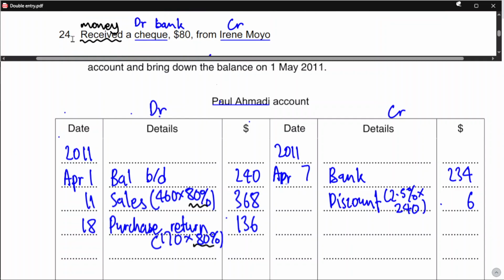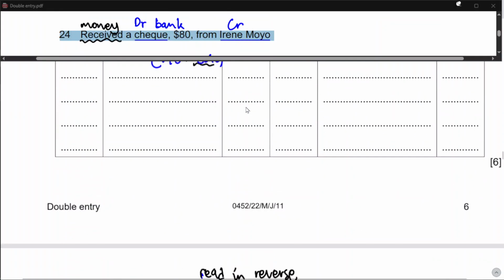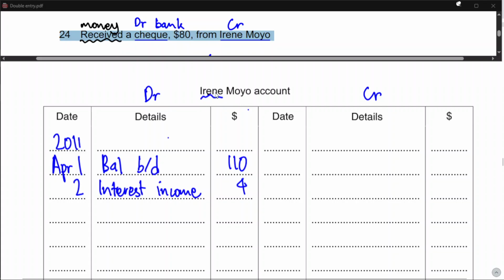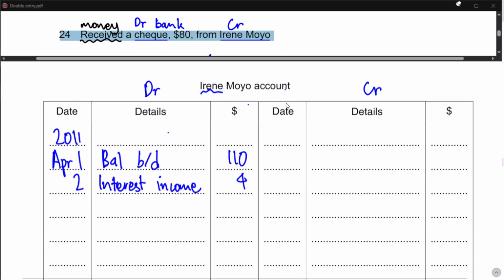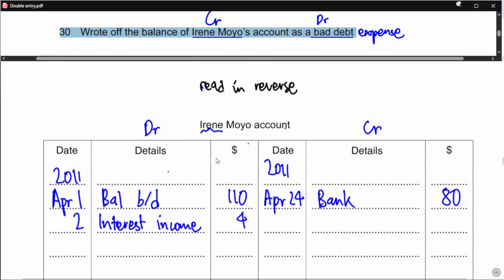Okay, next line. So this one is Irene. So let's go to Irene account. Irene credit bank. So by 80, the date will be April 24. Okay, now let's go next line.